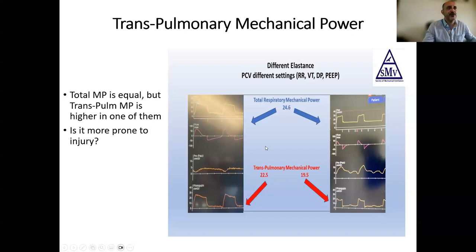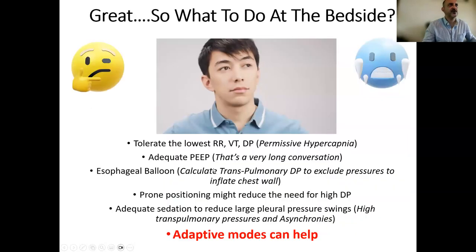I talked about the transpulmonary mechanical power. So those are different patients. If you look at the curves without the esophageal pressure, you have airway pressure and flow, and with it, esophageal pressure and transpulmonary pressure. Most of the time, we don't have the esophageal pressure, so we're only looking at the top two curves. And the calculated respiratory mechanical power here, for both of them, is 24.6. If you put in an esophageal balloon, you can see that the transpulmonary mechanical power on the patient on the left is actually higher than the one on the right. So is that one more prone to injury? I would say yes, but again, there is some evidence for it, but not totally.